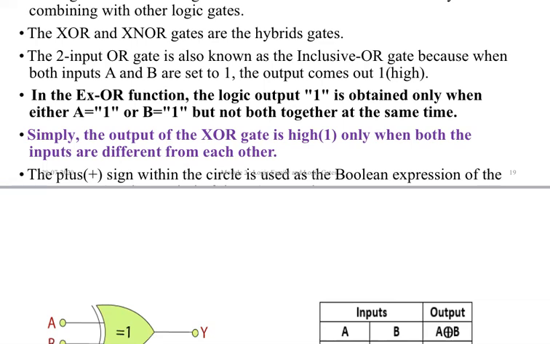So you can say that simply the output of XOR gate is high only when both the inputs are different. Like for 0 0, my inputs are same, so my output is 0. For 1 1 also both my inputs are same, so my output is 0. So only when I have 0 1 or 1 0, both the inputs are different.